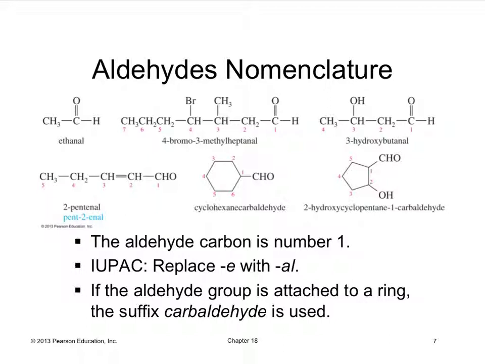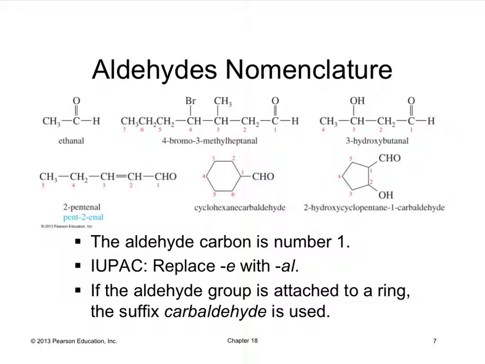Aldehyde nomenclature: the aldehyde carbon is number 1, and then you're going to replace E with al, and if the aldehyde group is attached to a ring, the suffix carbaldehyde is used. So here's 1, 2, ethanal, right? This is 7-mer. Heptanal, in which you have at the 3 and the 4 position a methyl and a bromo, so it's 4-bromo-3-methylheptanal. Butanal, and 3 position is a hydroxy group, so it's 3-hydroxybutanal.